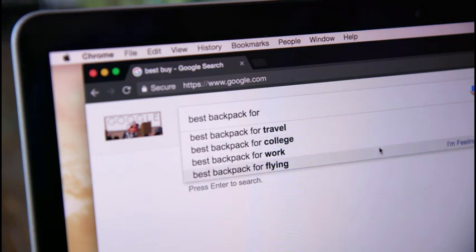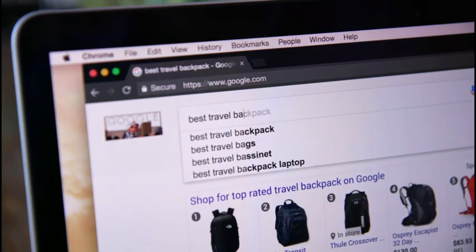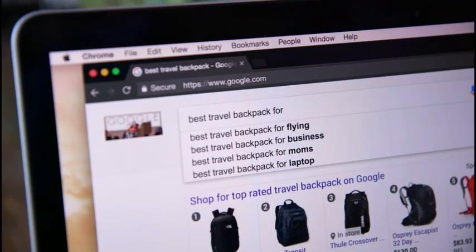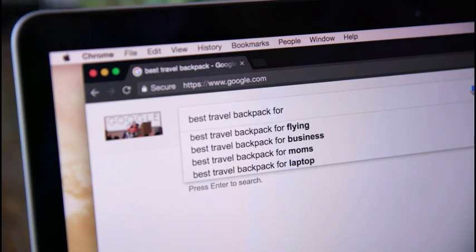Now let's go one level deeper and choose one of these sub-markets. Let's say that you specialize in selling travel backpacks specifically. When we type in best travel backpack for, we see this time the top 4 buckets are flying, business, moms, and laptop. Let's take a look at a couple more.